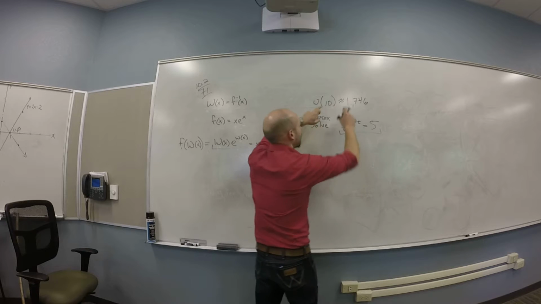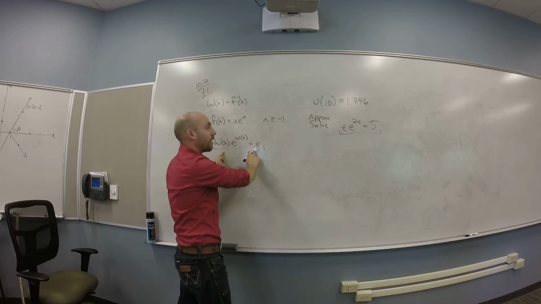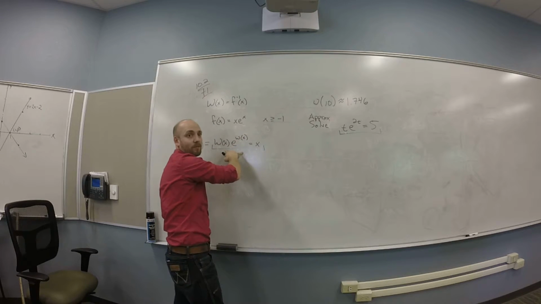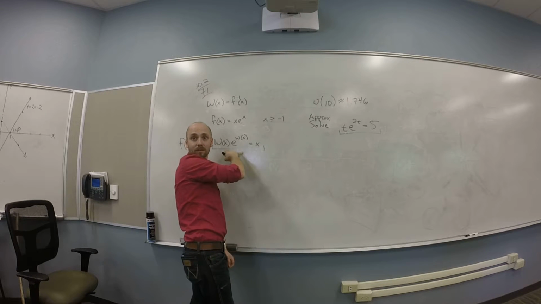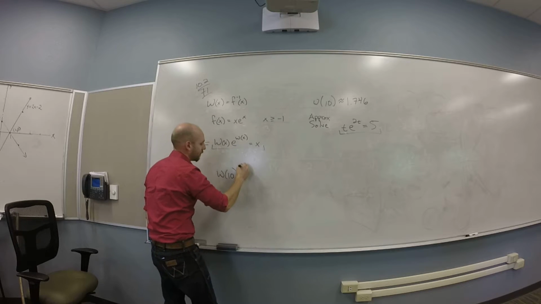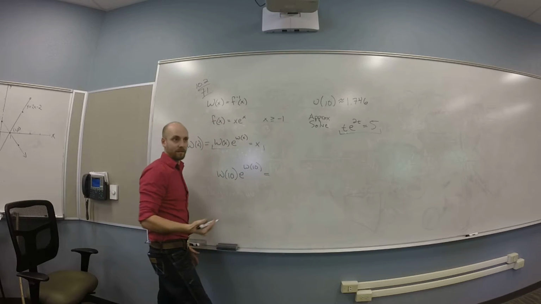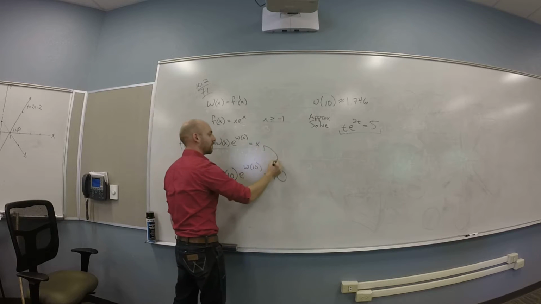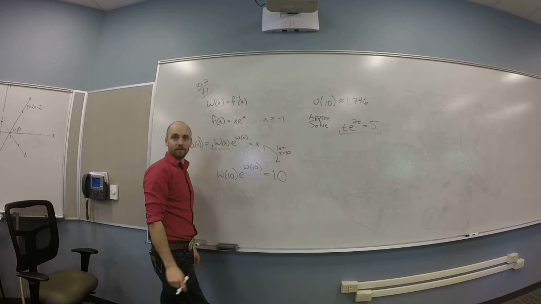Let me put this piece of information and this together. I'm going to put that piece of information in here, which really means what am I going to let x be? 10, right? So then w of 10 times e to the w of 10 is 10. You guys see that? That's literally me just taking this piece of information and saying, let x be 10. Cool?